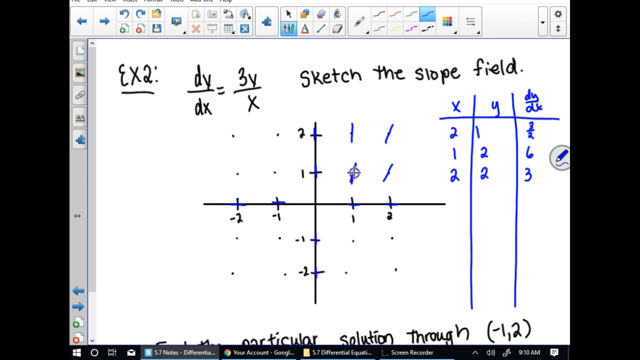Now I should note, whenever I have the point 1, 1 and 2, 2, I'm going to get 3 every time for that, right? Because top and bottom sort of cancel. So same thing's going to be true. We're going to get a 3 right here and a 3 right here.